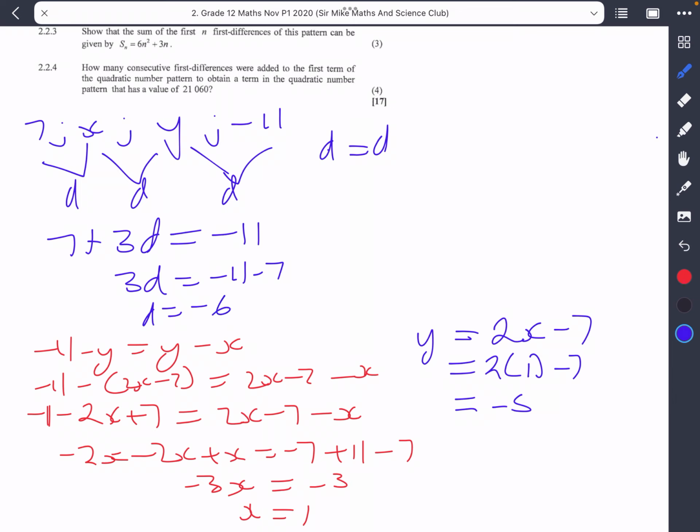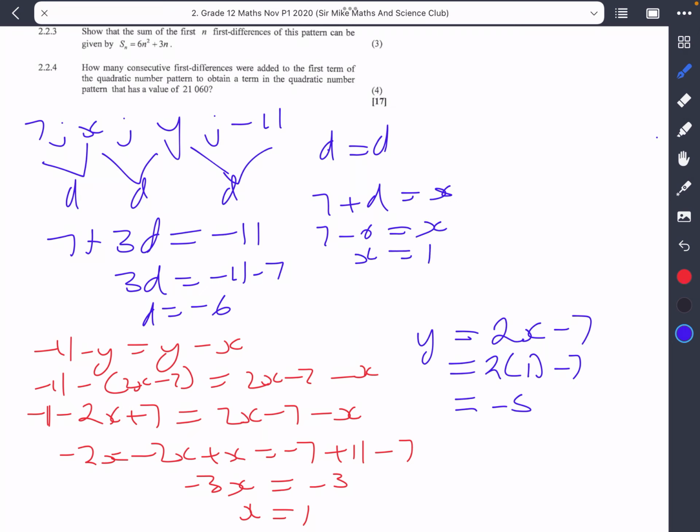Again, from this point I'm sure you can already see how we're going to get that x. We know that the first term, 7, plus a d must give us t2, which is x. So 7 plus d must give me x, so that would be 7 minus 6. So x would be equal to 1.